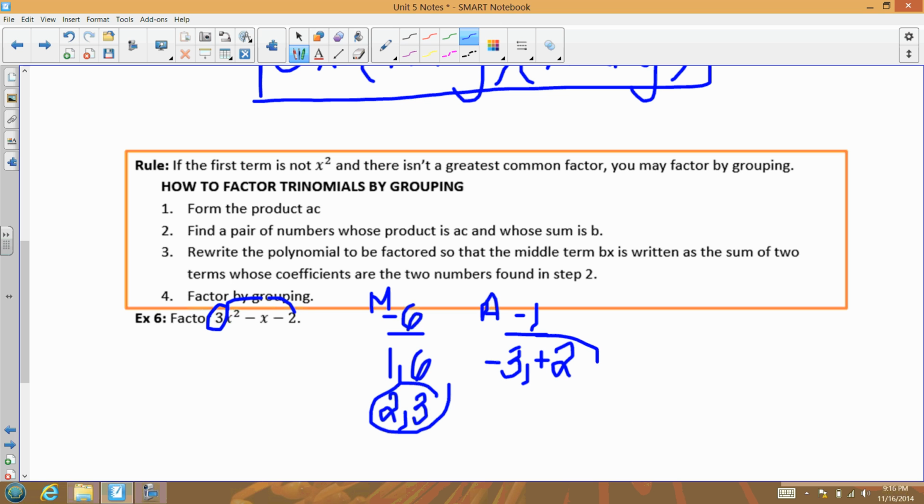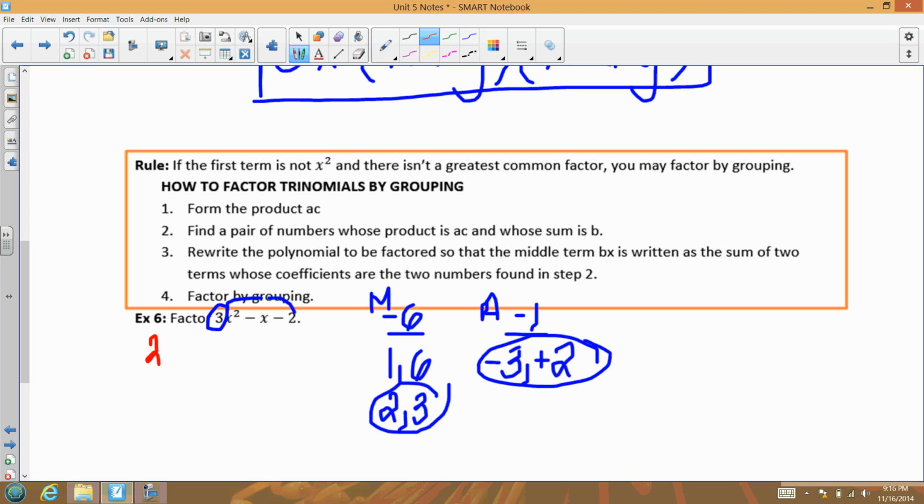So what happens is I'm going to use those two numbers, and instead of just doing two sets of parentheses right off the bat and getting your factors, this process is a little more complicated because what you need to do is rewrite this polynomial so that it has 4 terms so that we can then apply factor by grouping.